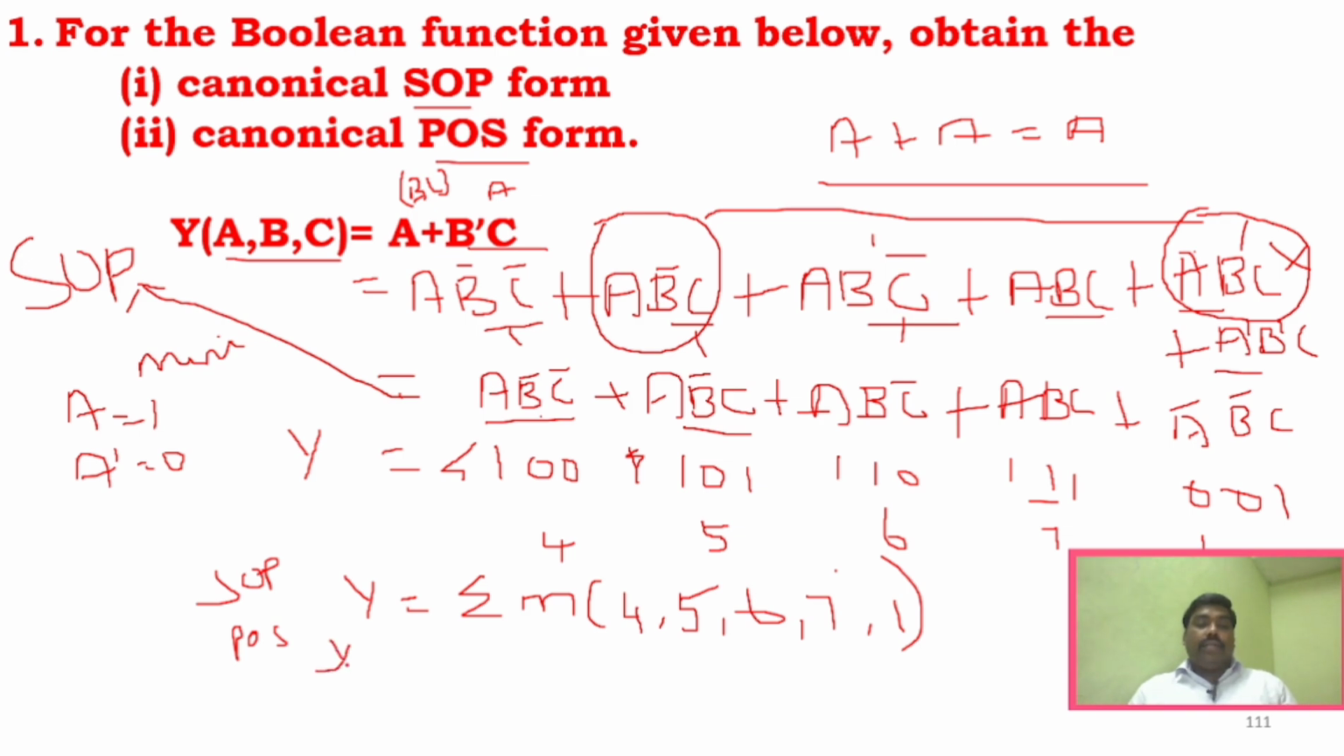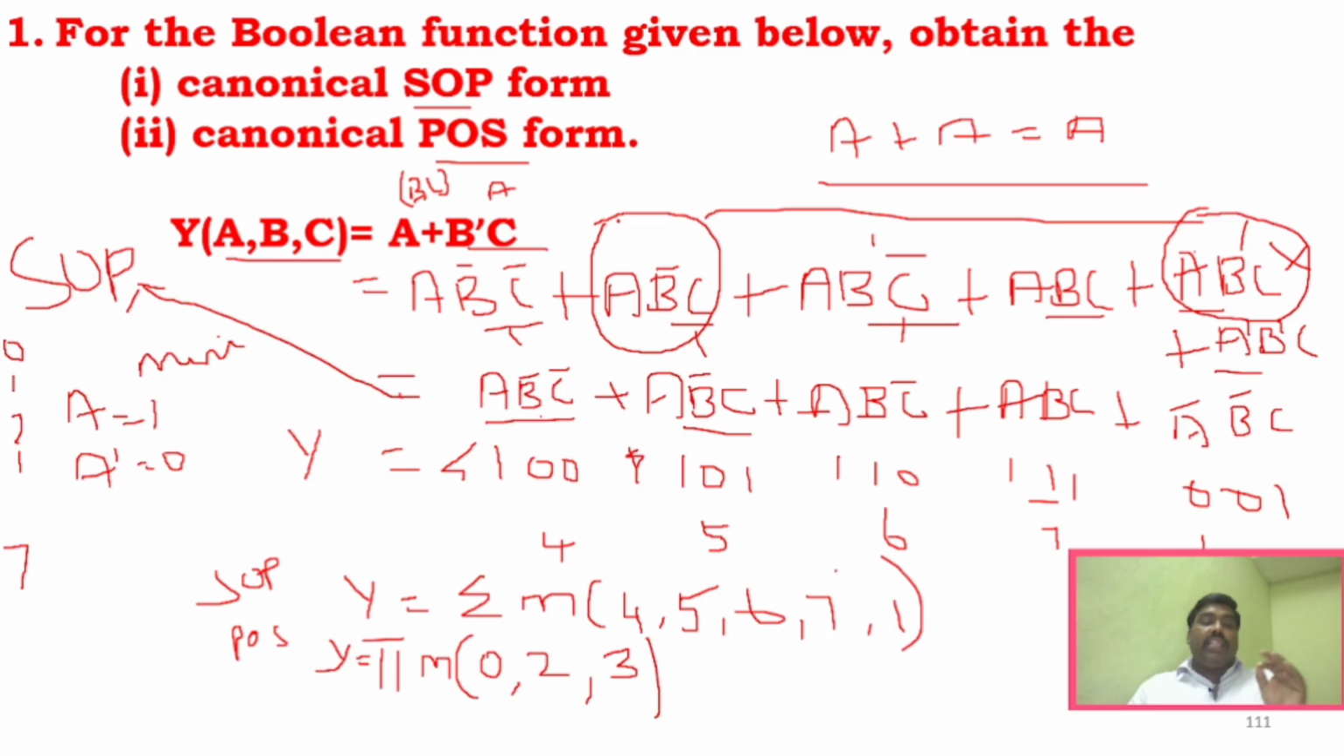So it's y is equal to pi M, and you know that it is a 3 variable function, so it's from 0 to 7. We know that the inputs will be 0, 1, 2, 3, 4, 5, 6 and 7, whereas here you have to write only the missing terms. So what is missing here? 0 is missing. Here it is 1, 2 is missing, 3 is missing, 4, 5, 6, 7. So now this is the product of sum.